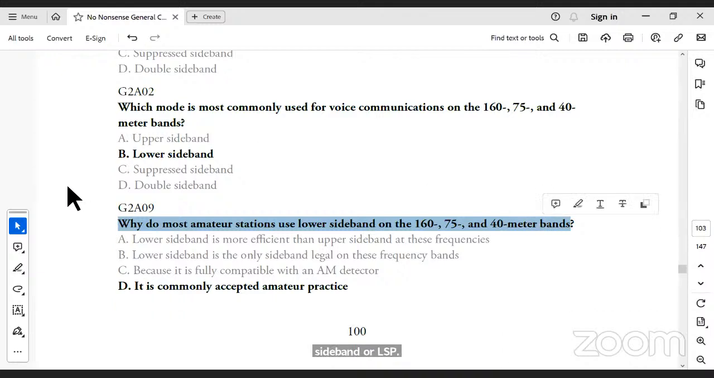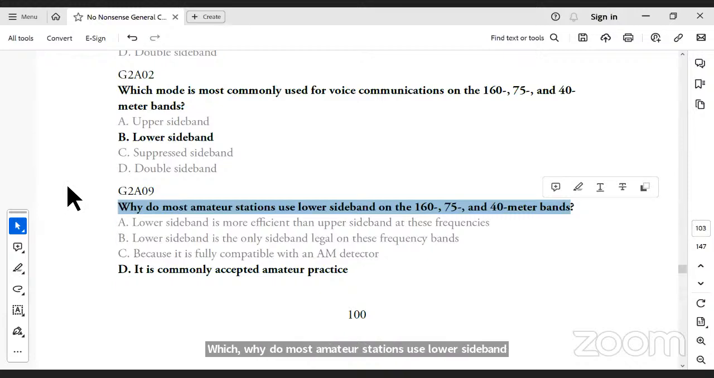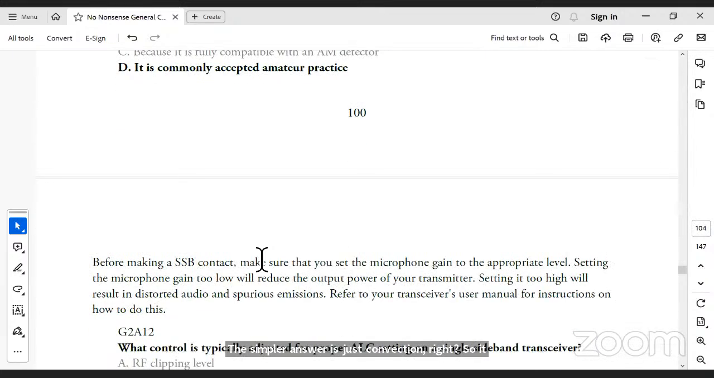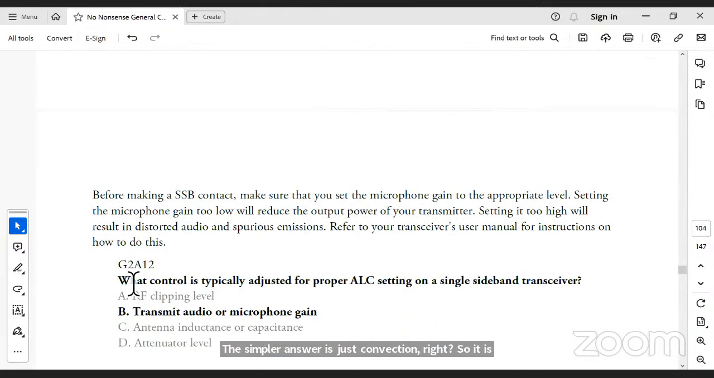Why do most amateur stations use lower sideband on the 160, 75, and 40 meter bands? The simple answer is just convention, right? So it is commonly accepted amateur practice. It's as simple as that.